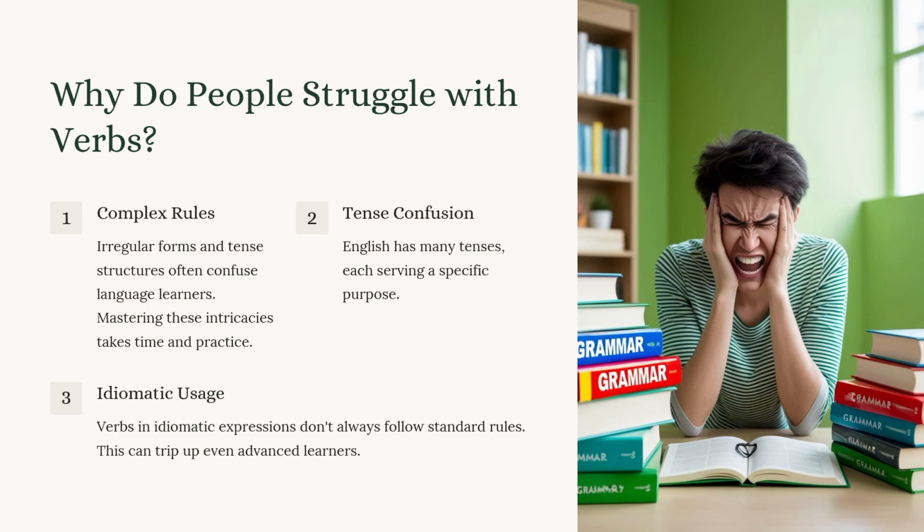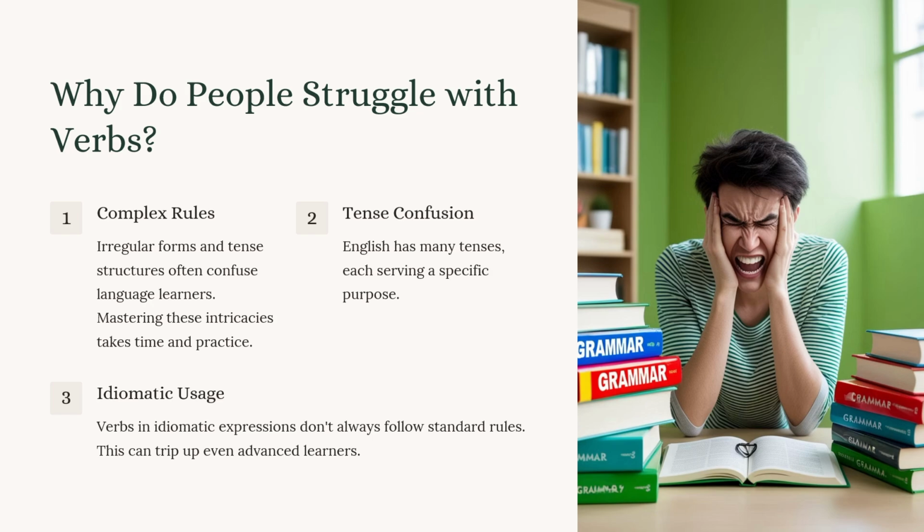So for example, in the sentence, "she is studying for her exams," the verb "is studying" tells us both the action and the time frame. Verbs are truly essential to clear and precise communication. Despite their importance, verbs can be tricky, and there are three main reasons why people often struggle with them.